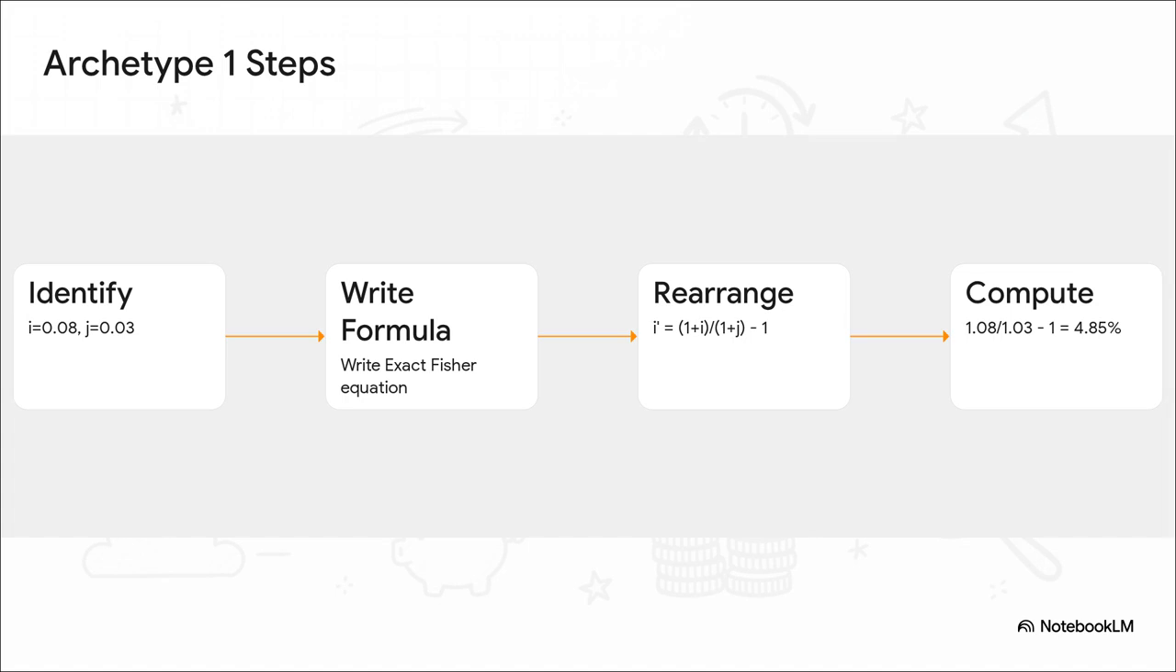We can crack this with a simple 4-step framework. Step 1, lock in those variables. i is 0.08, j is 0.03. Step 2, mentally note your exact Fisher equation. Step 3, rearrange it to solve for i prime by dividing those growth factors we talked about. And step 4, just execute the math. 1.08 divided by 1.03 minus 1. That gives us 0.04854, or roughly 4.85%. It really is that straightforward when you break it down.